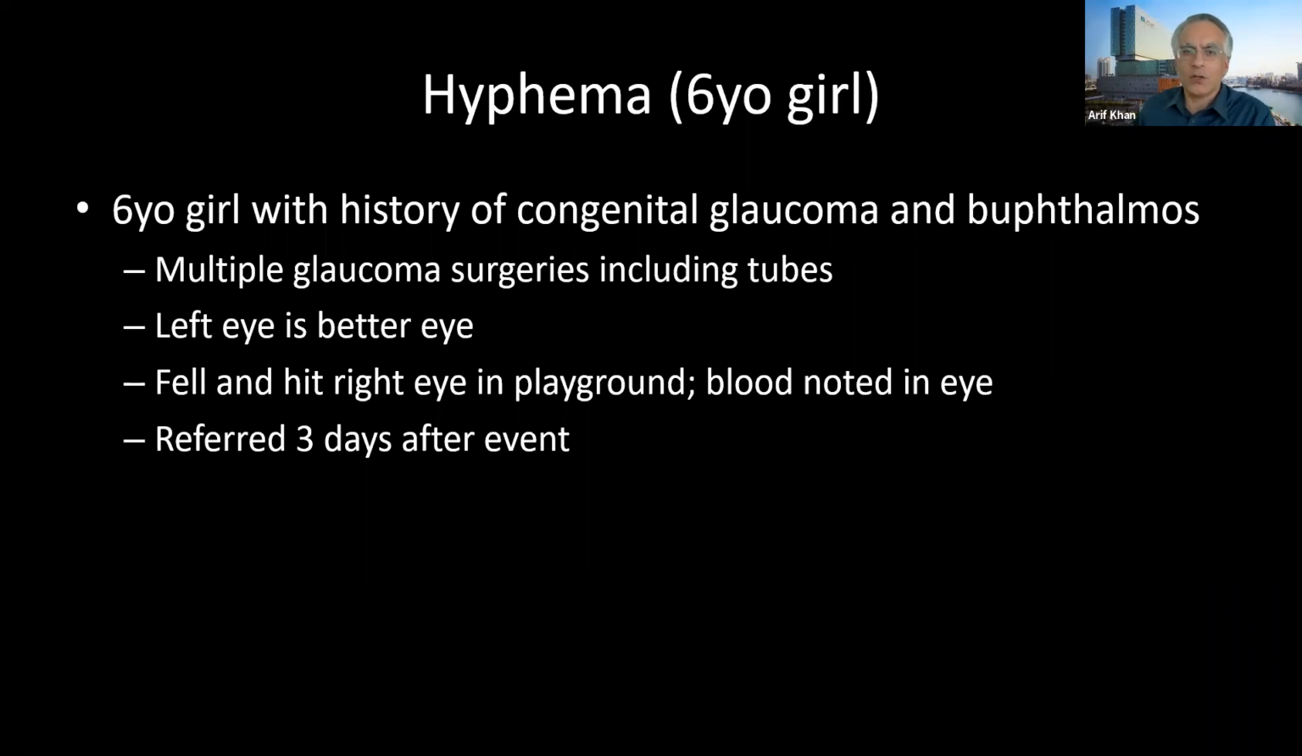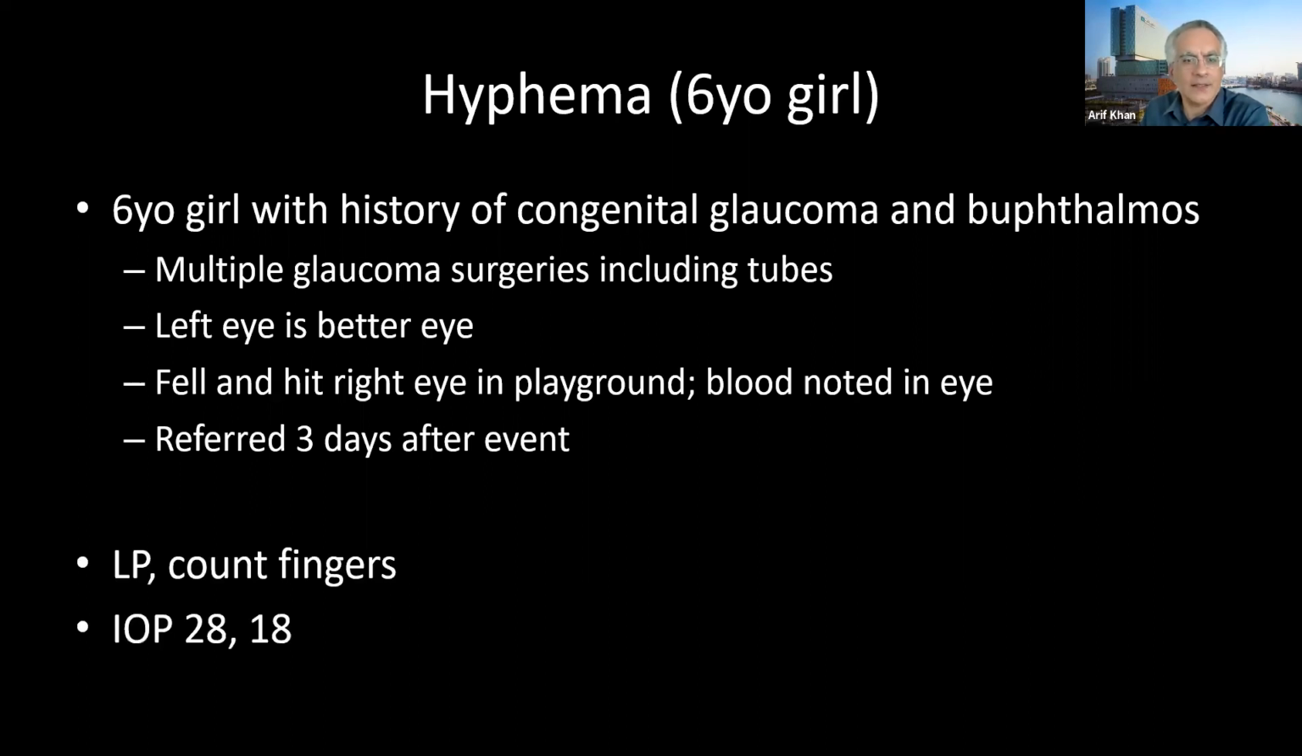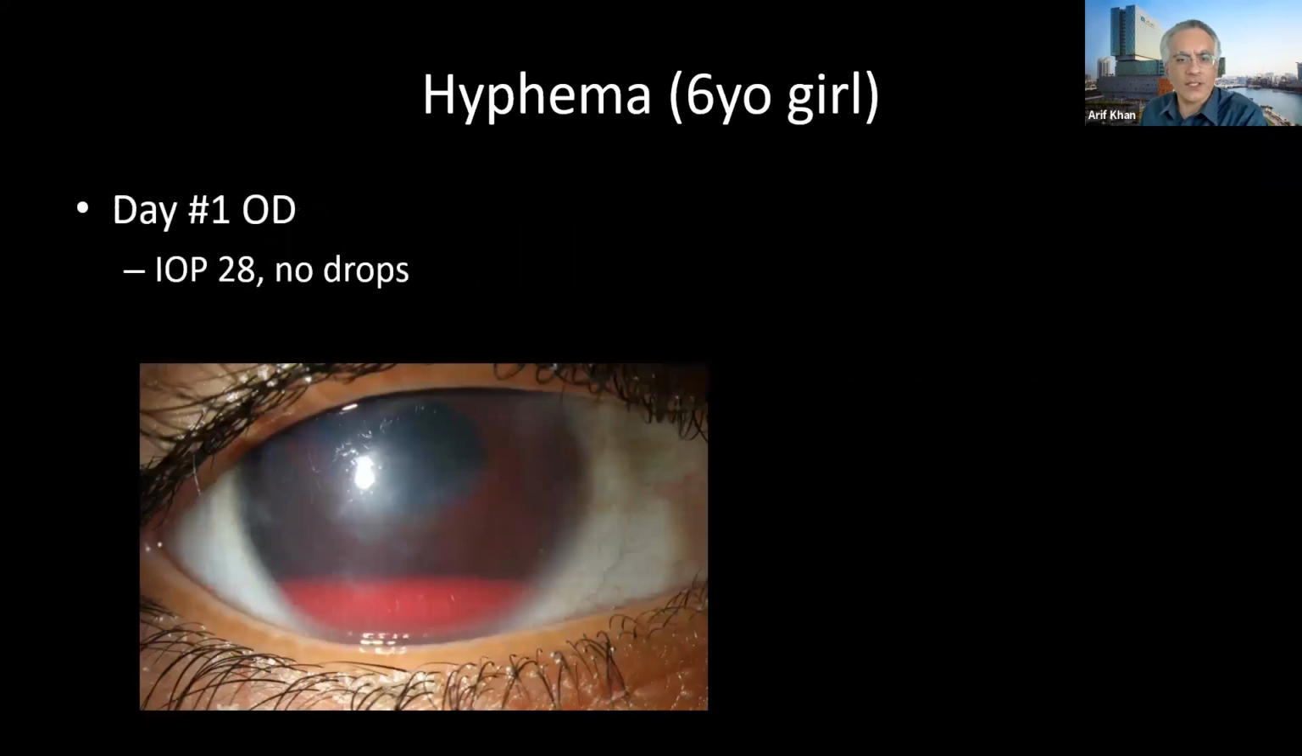She's had multiple glaucoma surgeries, including tubes. The left eye is her better eye. She fell and hit her right eye in the playground, and blood was noted in the eye, and she was referred 3 days after the event to me. And she's LP, count fingers, and her pressure is high in the right eye. And there she is. So what do you think we should do with her?